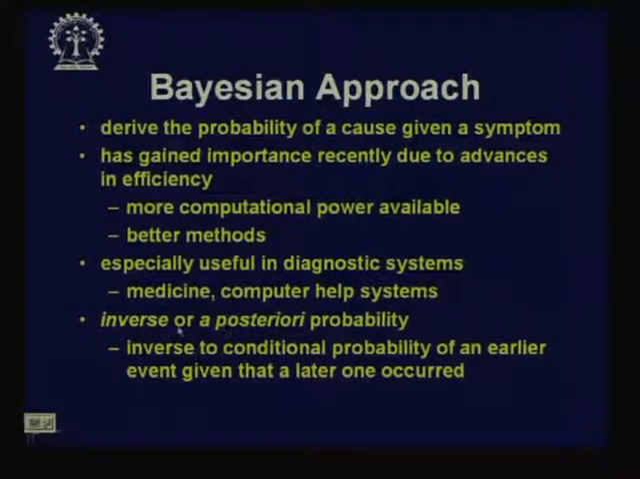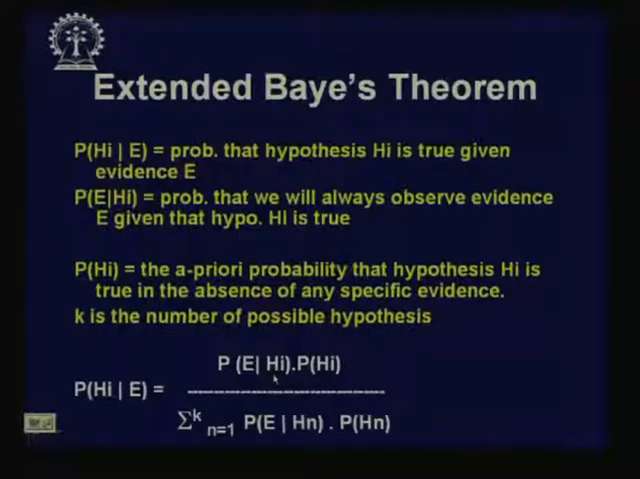Because the basic thing is that we are trying to find the inverse or a posteriori probability, that is, the inverse of the conditional probability of an earlier event, given that a later one occurred. Now, we will just see that Bayes' theorem, as we had presented earlier, needs a little bit of extension when there are a large number of hypotheses. So, here let us see.